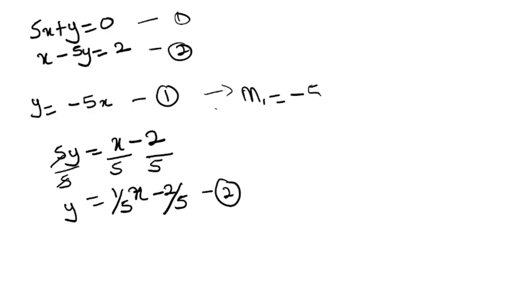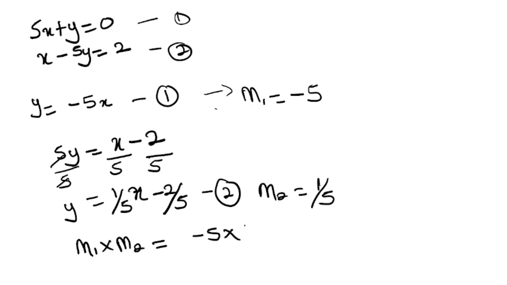So from equation 1, what is the gradient here? -5. Now equation 2, what will be the gradient? 1/5. So we said if they are perpendicular, when we multiply the gradients, we are supposed to get -1. So m1 times m2 is -5 times 1/5, which will give us -1. So the two equations, are they perpendicular or not? They are perpendicular. Okay, that's nice.